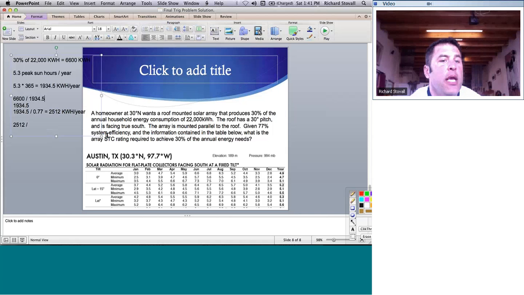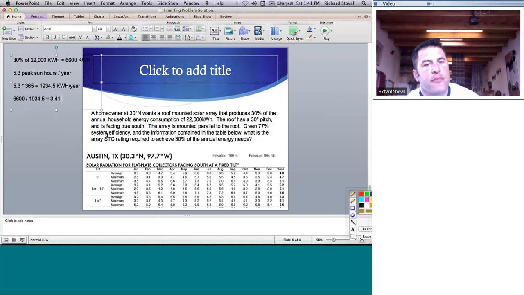Like this, right? Yeah, exactly. Had you done that step right there, then yes, you would have been on the right track. So what you get is a size in kilowatts of the system that you need to have, not accounting for the derate. You then take that number and divide it by 0.77.